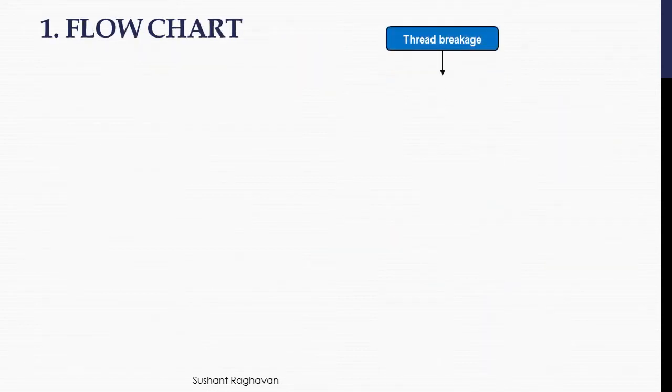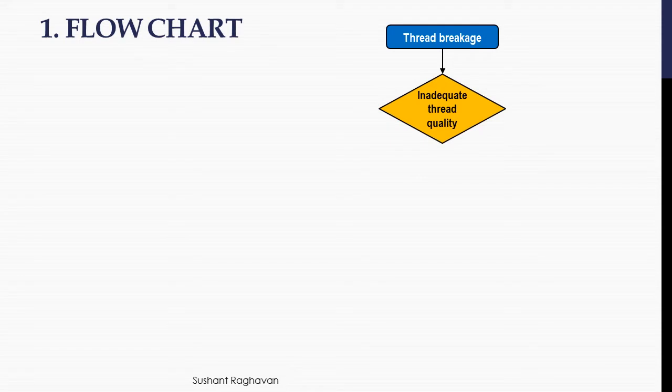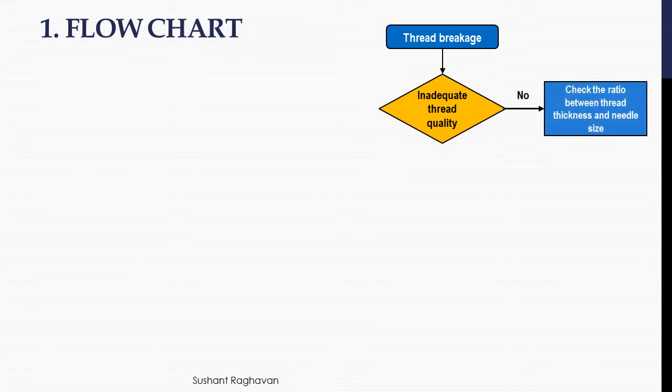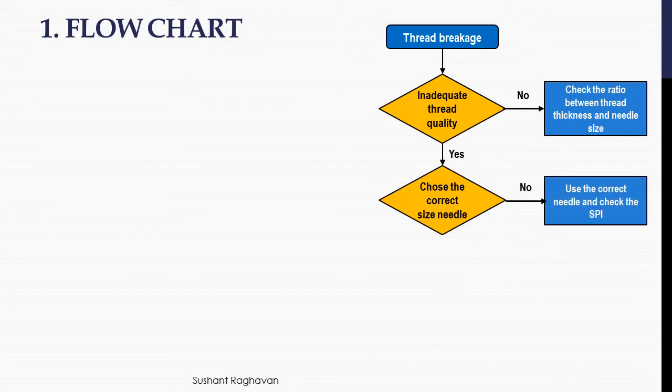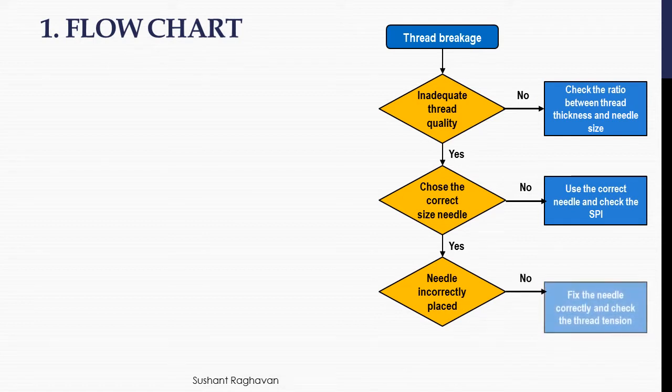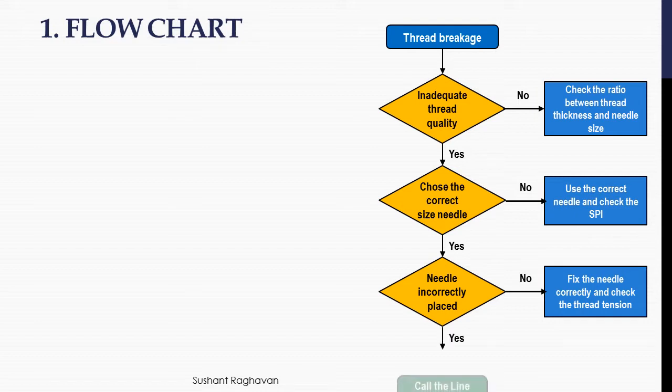Flowchart. Example of flowchart for finding root causes of thread breakage in the sewing line. Inadequate thread quality, no. Check the ratio between thread thickness and needle size, yes. Choose the correct size needle, no. Use the correct needle and check the SPI, yes. Needle incorrectly placed, no. Fix the needle correctly and check the thread tension, yes. Call the line supervisor.